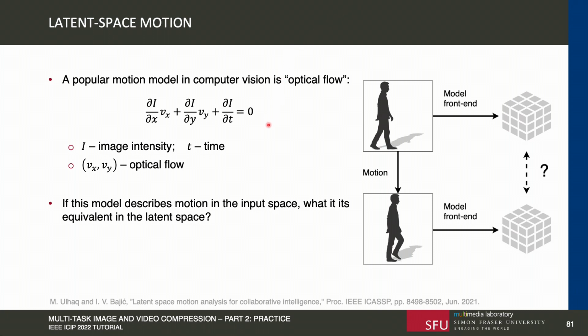Optical flow is usually formulated in terms of this partial differential equation, where I is the input frame intensity, x and y are spatial coordinates, and t is time. And solving this equation for Vx and Vy gives us the optical flow vector at a particular point in the input frame. And the question is, if this equation represents motion in the input space, what is the corresponding relationship between the related feature tensors?